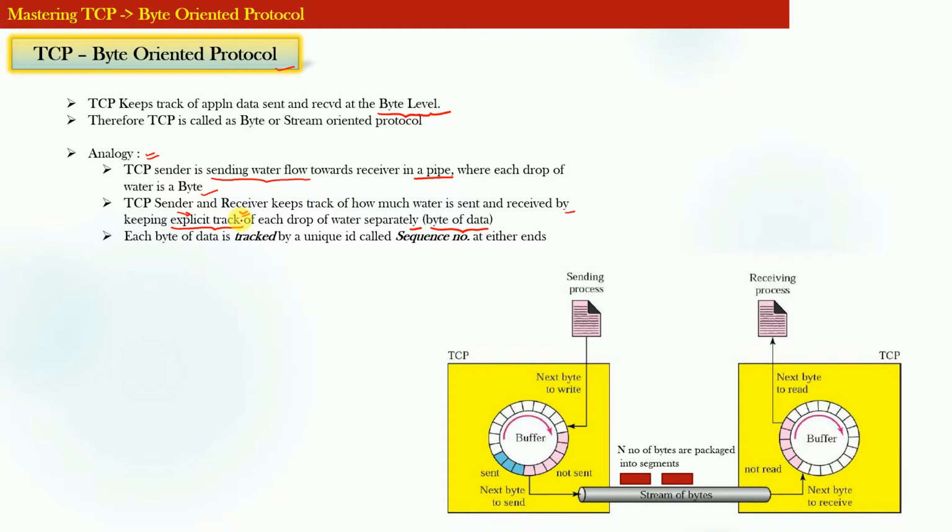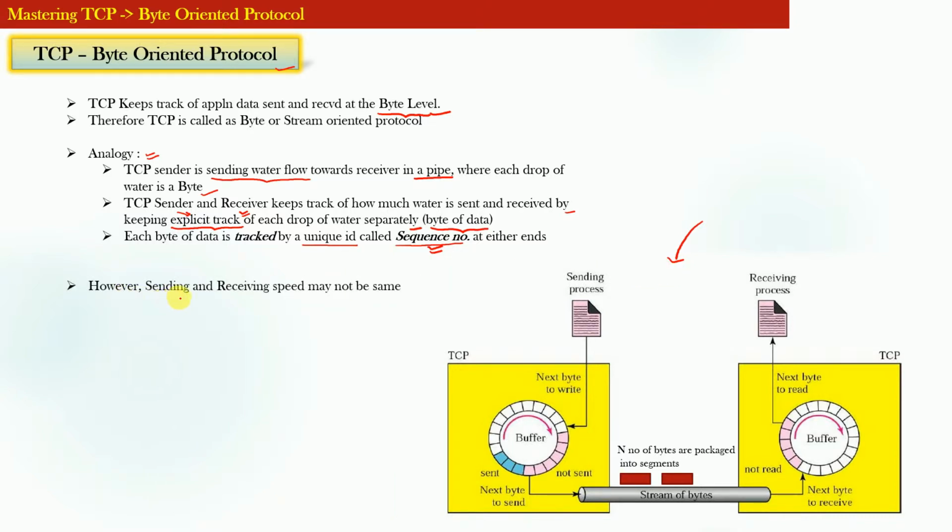Now, in order to keep track of each byte of data, we need to identify each byte of data uniquely. For this purpose, each byte of data is tracked by a unique ID, and that unique ID is called a sequence number, right? So each byte is assigned a unique ID, and that unique ID is called a sequence number. So look at this diagram. This diagram simply captures the byte orientedness of the TCP protocol.